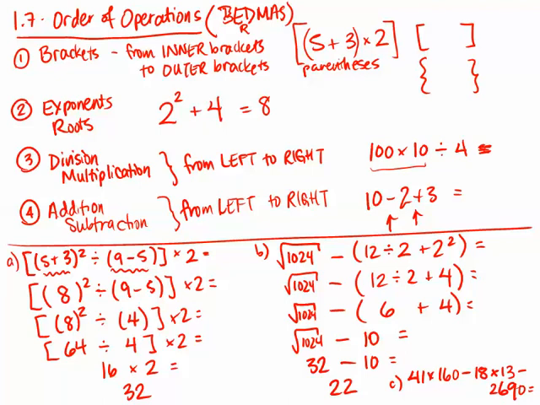So let's just quickly review. When you look at order of operations, you start with brackets from inner to outer. Within the brackets, there might be some operations, so you restart a new BEDMAS within that bracket. Within any bracket, inner or outer, you'll follow the rest of the BEDMAS rules, which is exponents and roots from left to right, division and multiplication from left to right, and then addition and subtraction from left to right.